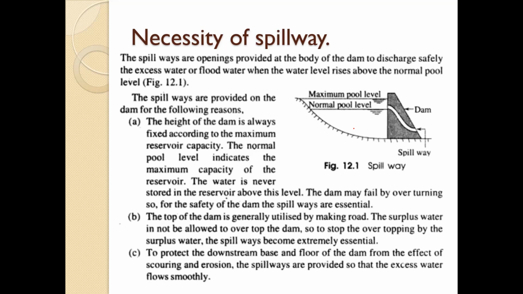First is the height of the dam is always fixed according to the maximum reservoir capacity. The normal pool level indicates the maximum capacity of the reservoir. The water is never stored in the reservoir above this level. The dam may fail by overturning or so. For the safety of the dam, spillways are very essential. Second thing is the top of the dam is generally utilized for making roads.